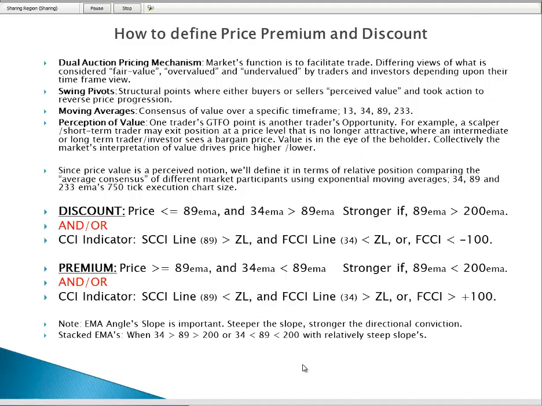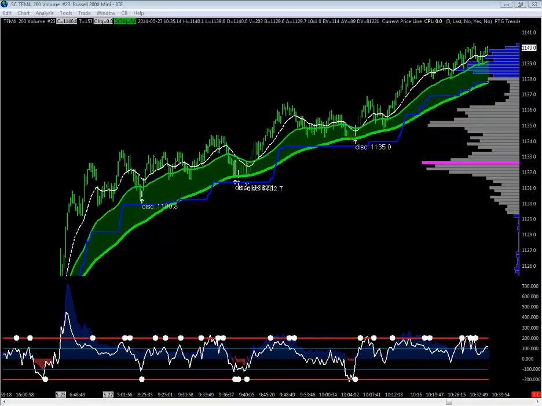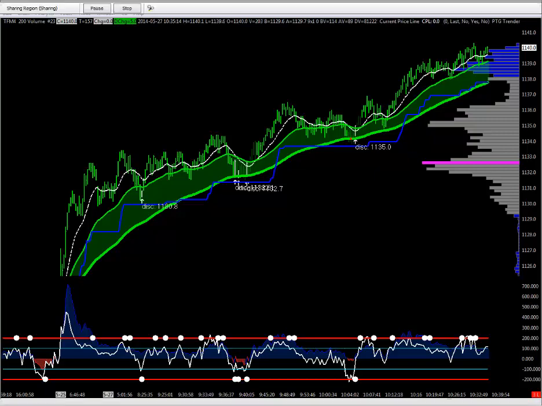Let me just set up the charts and we'll take a look at some practical applications. Okay, so what we're looking at is the TF 200 volume chart, and again, it could be a 200 volume or a tick chart. Everything that we're going to discuss is relevant to all various contracts.